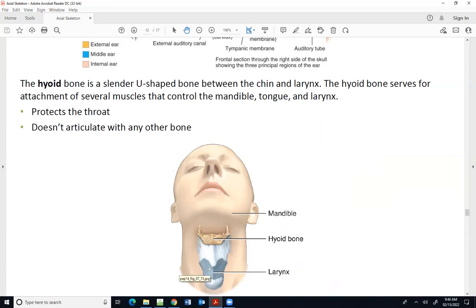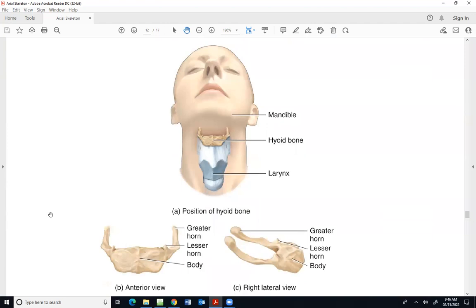This bone serves as attachment for several muscles that control our mandible, the tongue, and the larynx. It protects our throat as well, but it doesn't articulate with any other bone. It's a unique bone in that it doesn't touch any other bone. It's the only bone in our body that's kind of floating around on an island. Obviously, it's not floating because you can see there are ligaments, the thyroid membrane there, and tendons and whatnot connected to it. It's really small and dainty.